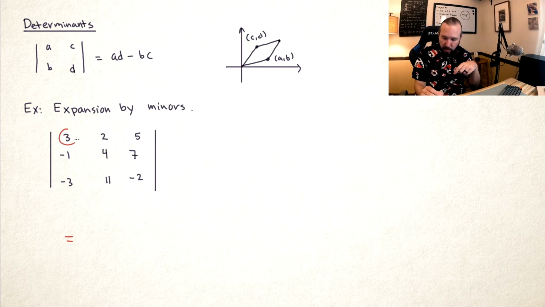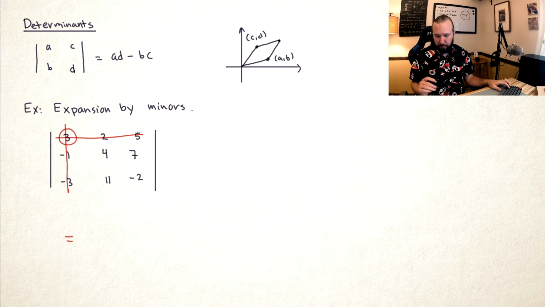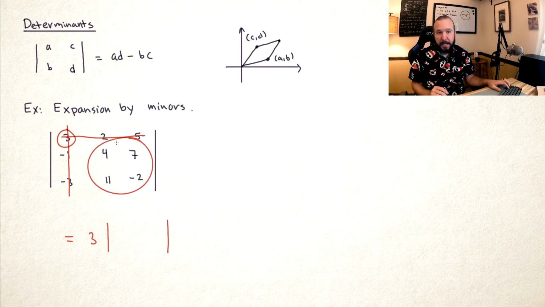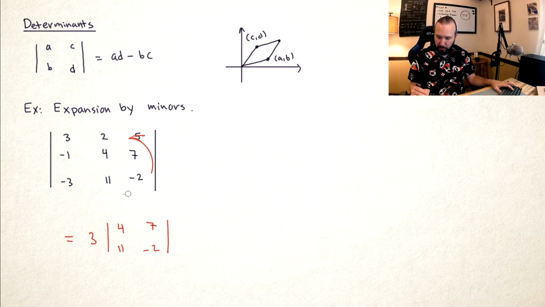So what you do is you pick the first entry, and then you cover up the row and column that it goes in. And then you put that coordinate out front. So I took that 3 and I put it right there. And then you put the determinant of the remaining piece that's left over. So this is going to be 4, 7, 11, negative 2. Okay. And then you just continue down the first row in this way.